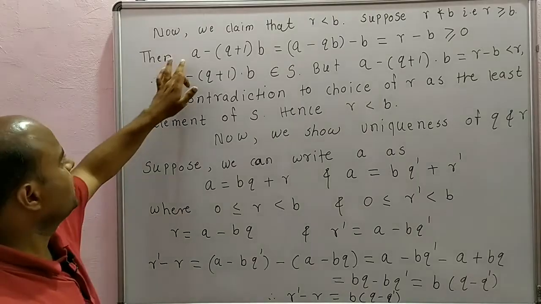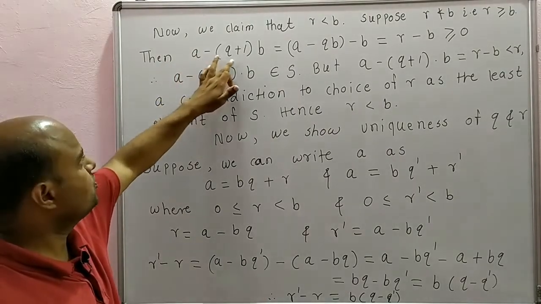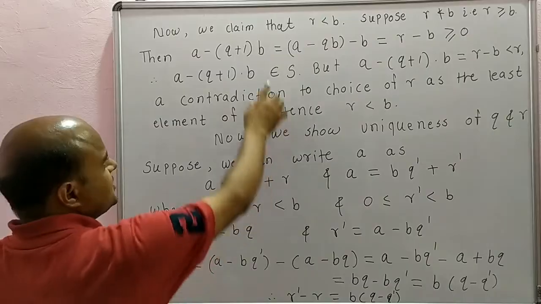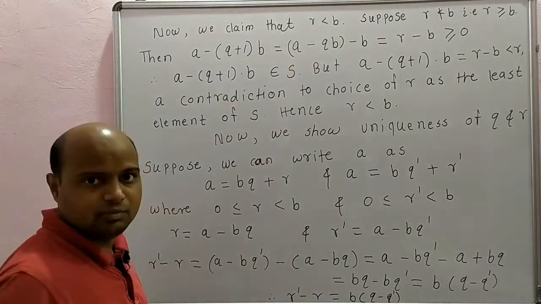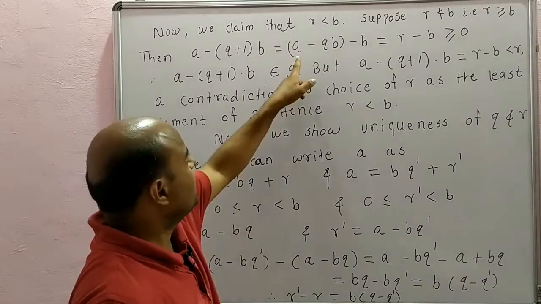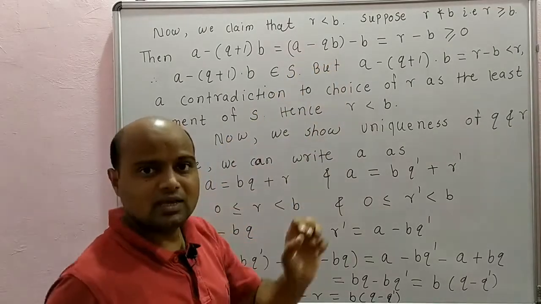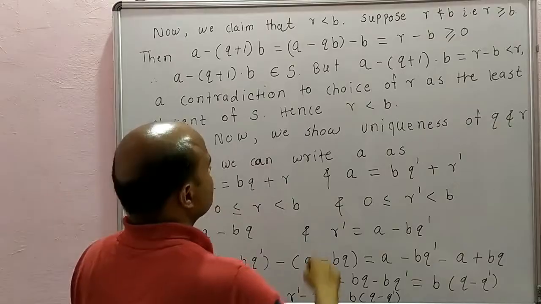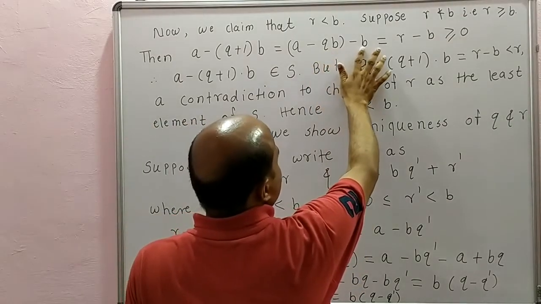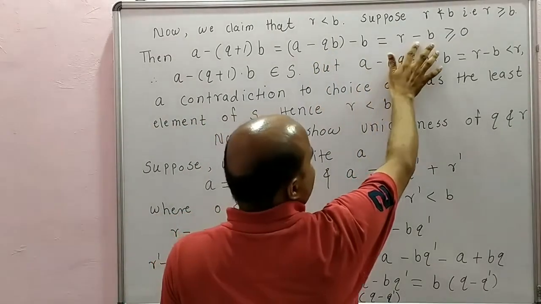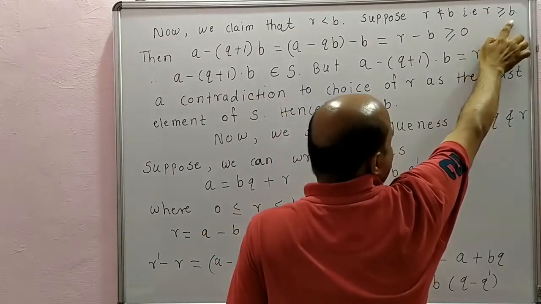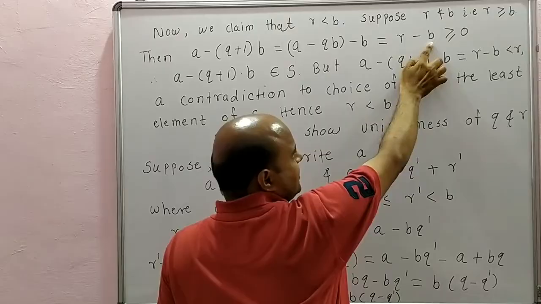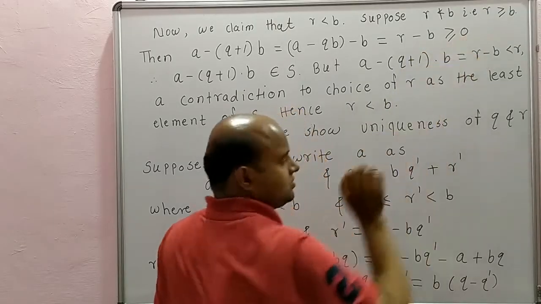Then consider (A − (Q+1)B). This is equal to A − QB − B. But recall, A − QB is R. Therefore, A − QB − B is equal to R − B. And since R is greater than or equal to B, R − B is greater than or equal to 0.